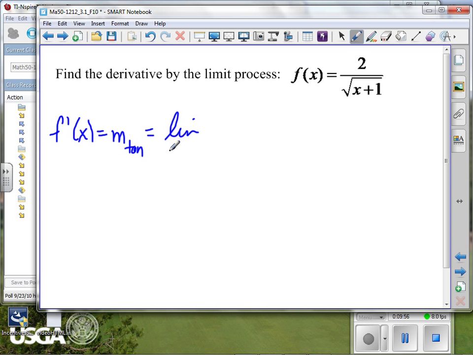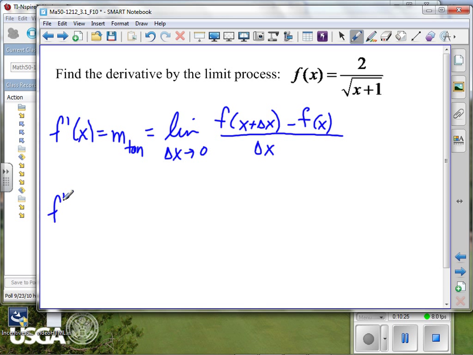Again, you need to write this down every single problem you work, because if you don't, you're going to come up to that test next Thursday and you're going to panic and you're going to forget. So please write this down. It's the limit as delta x goes to 0 of f of x plus delta x minus f of x divided by delta x. I guarantee if you write this for every problem as you start, you will not panic next Thursday.